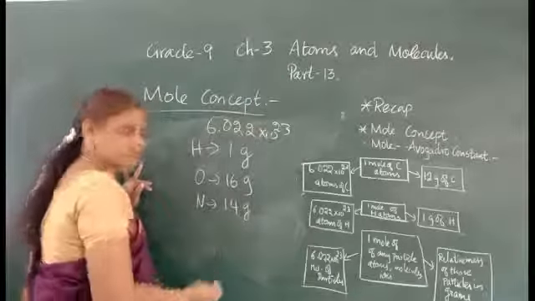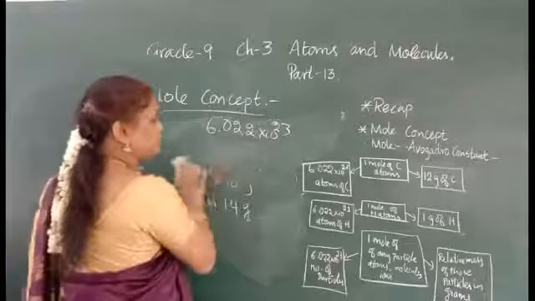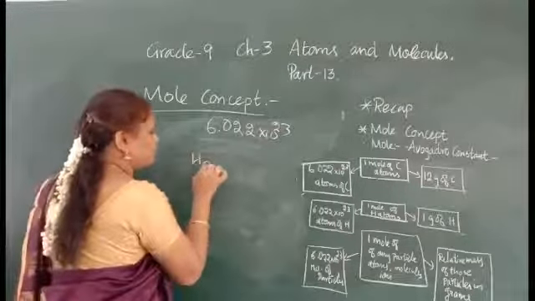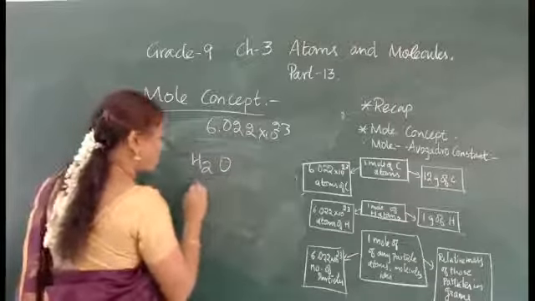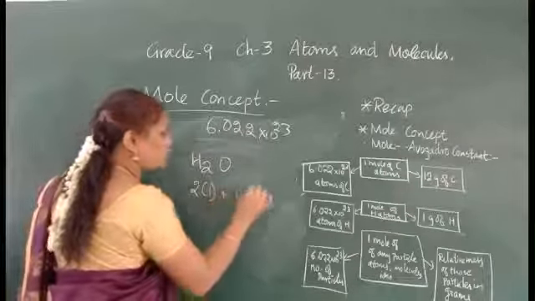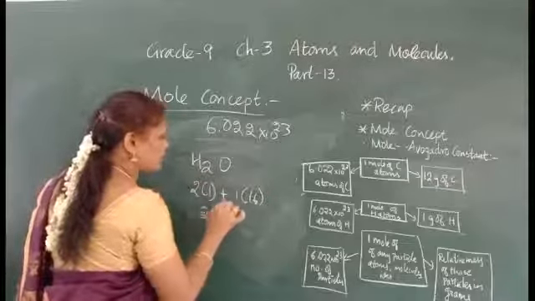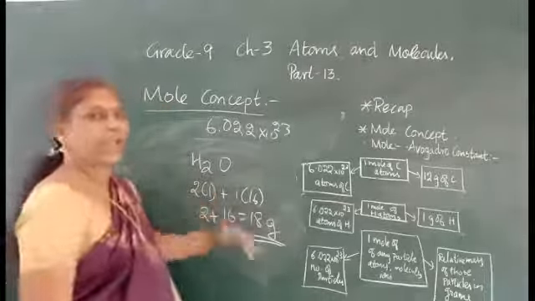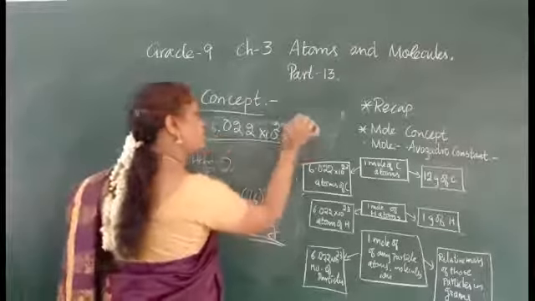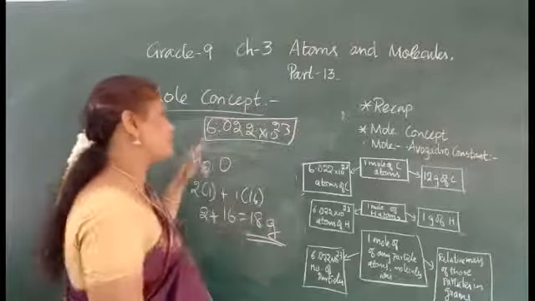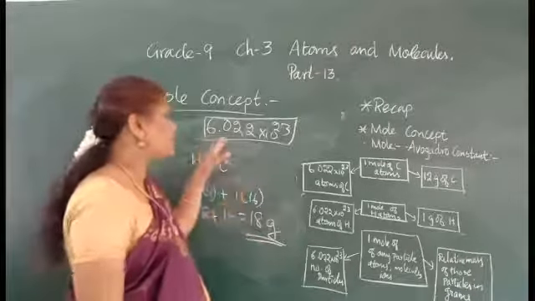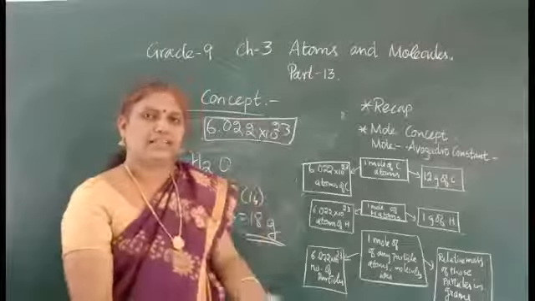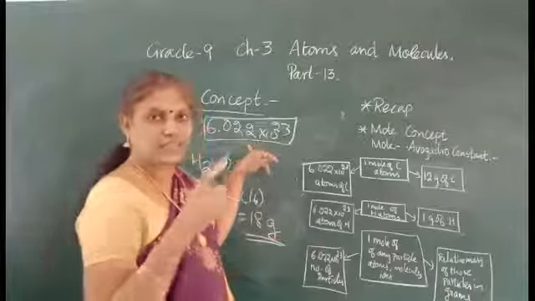If it is a molecule, we will see. So what is the mass of water? 2 into 1 plus 1 into 16, that is 2 plus 16, so it will always be 18 gram. And what will be the number of molecules present in that? It will always be fixed at 6.022 into 10 to the power 23. So when you count the particles in that, it will always be the same count.